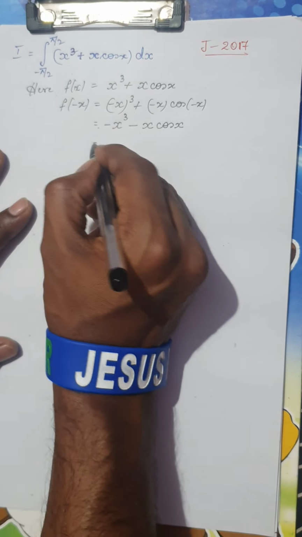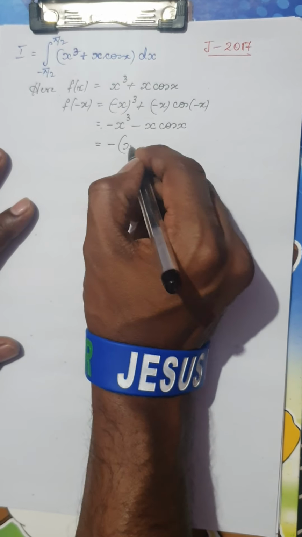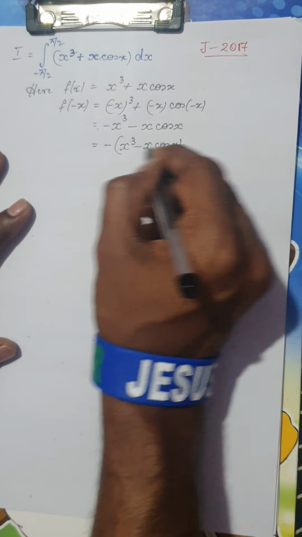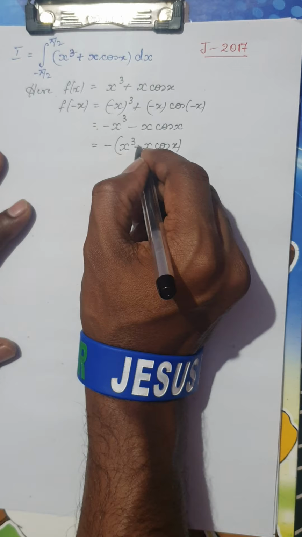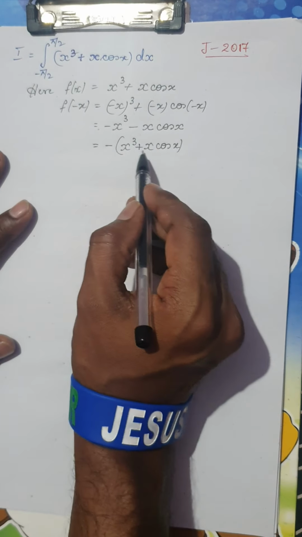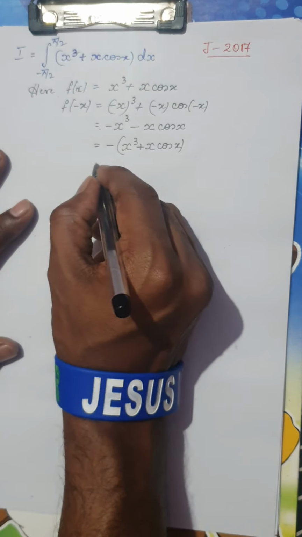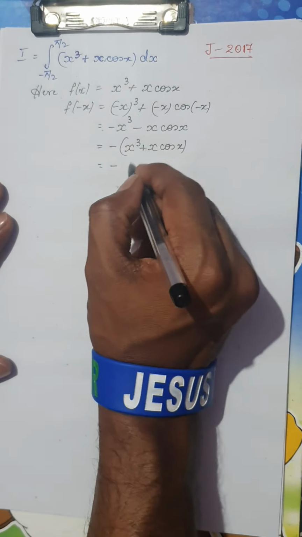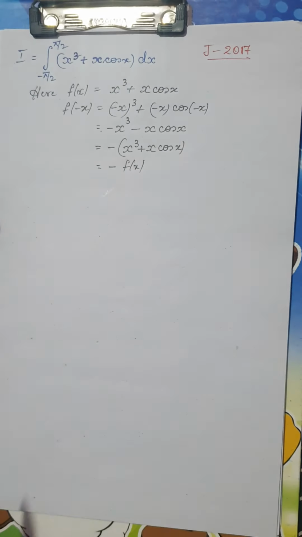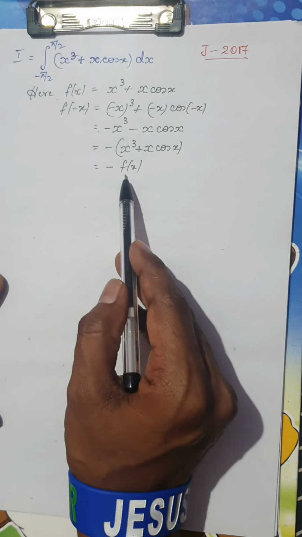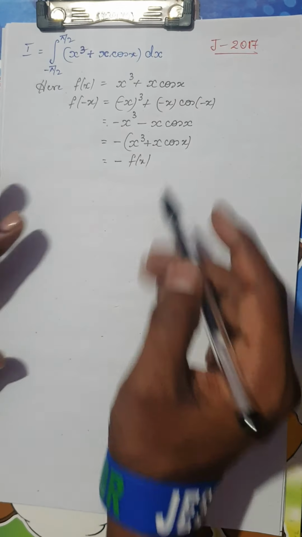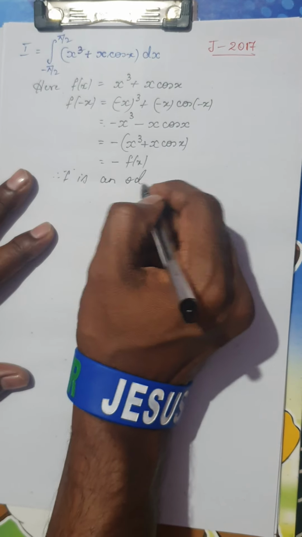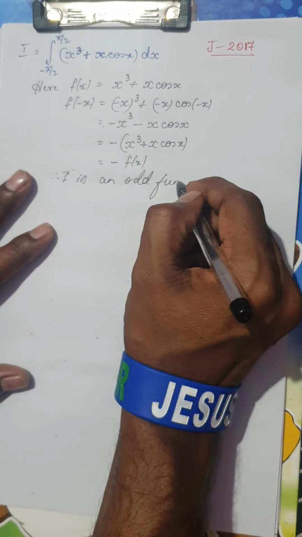Okay, this is nothing but the minus is common in both the terms. I will take it out, so I will get minus of x cube minus x cos x. Remember, minus into plus will be minus, because minus is taken outside. This is nothing but minus of, look here, this is nothing but x cube plus x cos x, which is f of x. So we started with f of minus x, I got minus f of x. Therefore you can say f is an odd function.